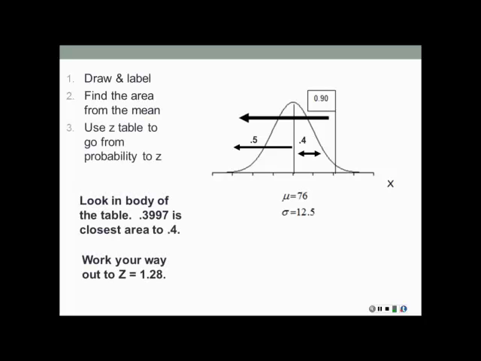So now we're going to look in the z-table to go from this probability of 0.4 to a z value. So this is like using the z-table backwards from what we've done before. So we go into the center of the table, and the closest number we're going to get to 0.4 is 0.3997, and then we're going to work our way out and find that goes to a z of 1.28. So again, go into the center or the body of the table, find a value that's close to 0.4, and they're in sequence, so you can kind of work your way down there. And the closest you can get to 0.4 is 0.3997, and then work your way out to a z of 1.28.